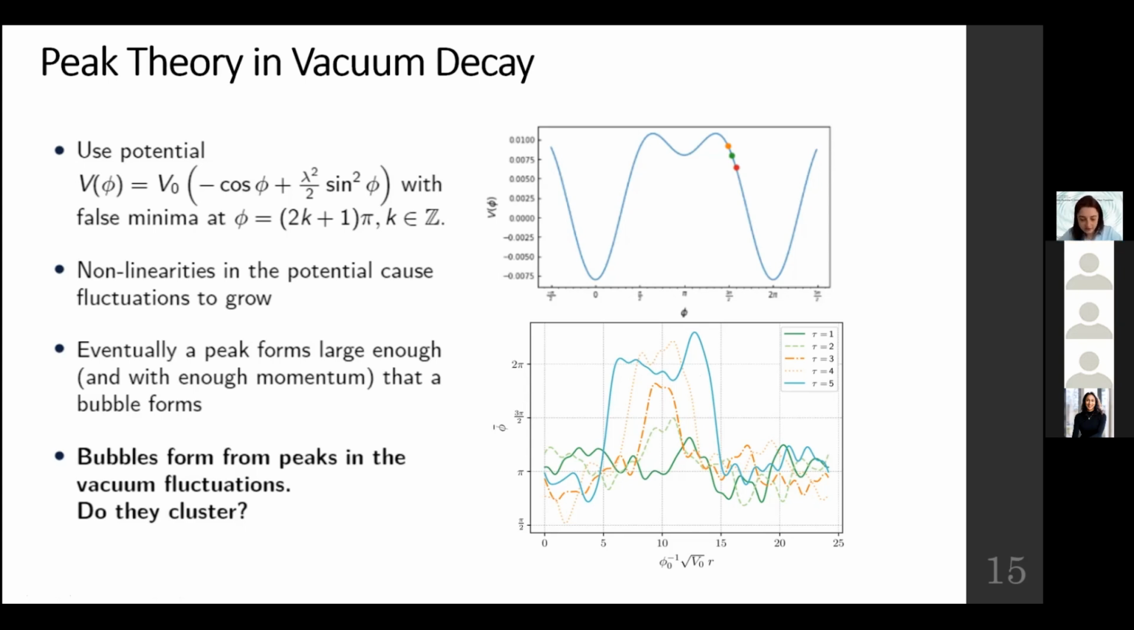So from this observation, just empirically, we see that peaks are forming, that bubbles form from peaks in these vacuum fluctuations. So once more, we ask ourselves, do they cluster? And we will show that they do.